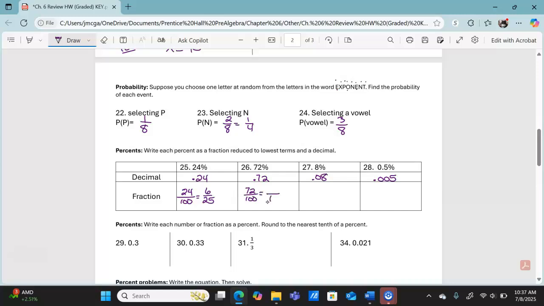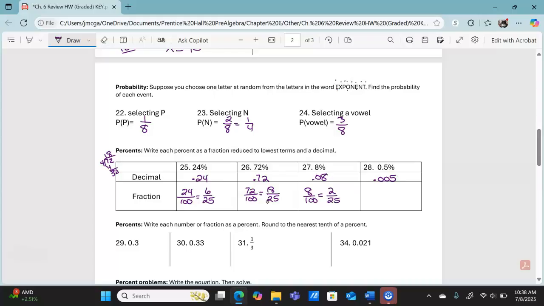Both divisible by 4. 72 divided by 4 would be 18. Put that in the wrong spot. The 18 goes up here, the 25 goes down here, 100 divided by 4. This one, it's 8 over 100. Because again, that percent stands for per 100. So both divisible by 4, we get 2 over 25.